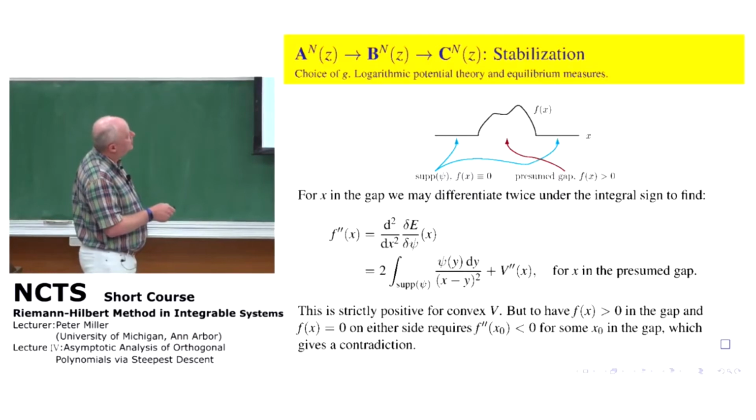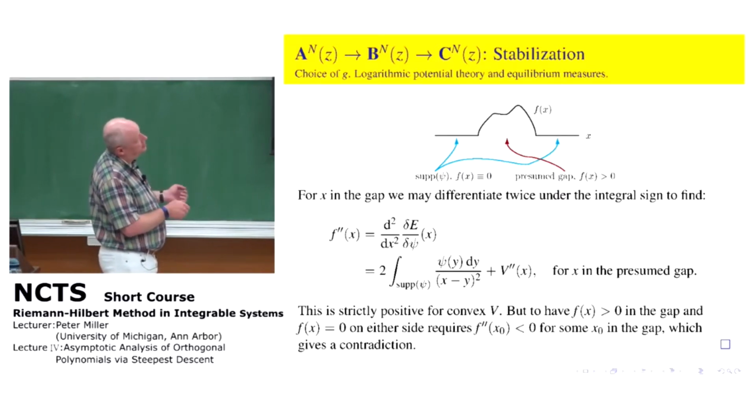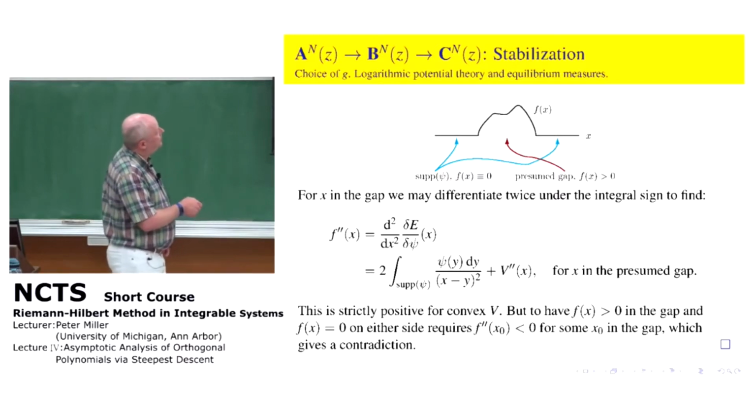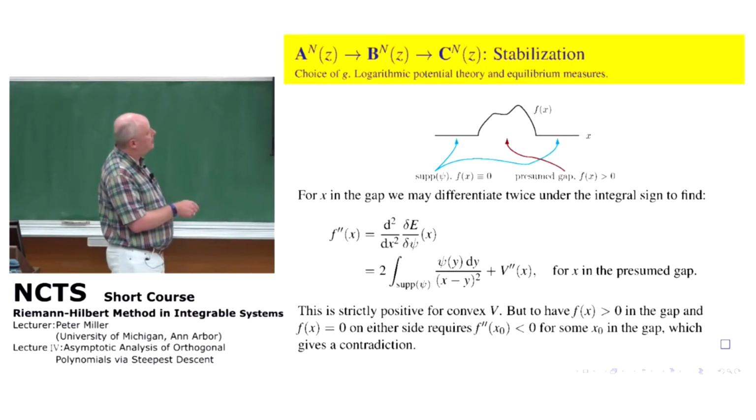Because f should satisfy the equilibrium condition in the support, it should be 0 out there. But in the gap of the support, it should be positive. That's inequality 11. So this is 10 and this is 11 in our formulas. Now if we're in this gap, we can differentiate twice under the integral sign and get a formula for f double prime. That's the second derivative of this d deep psi, and in differentiating 2 times that logarithm in the kernel, we get x minus y squared in the denominator with a factor of 2, and then plus v double prime. This should hold in the gap.